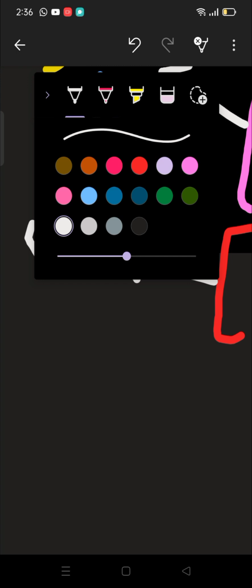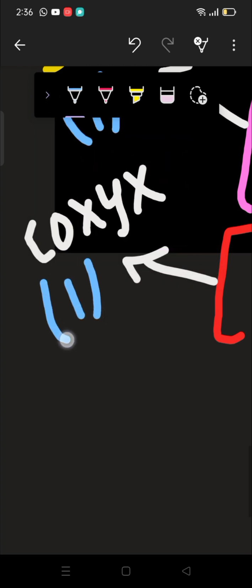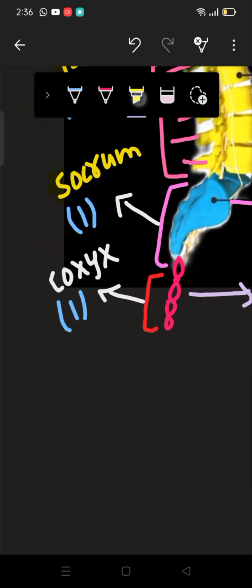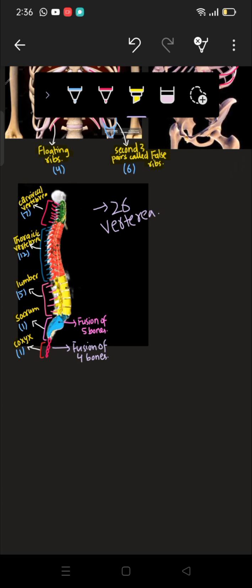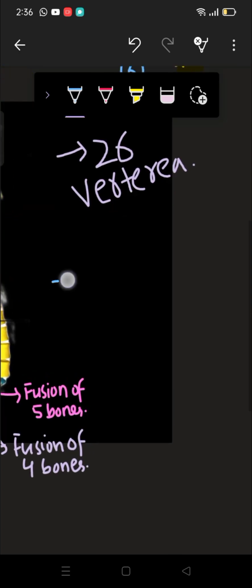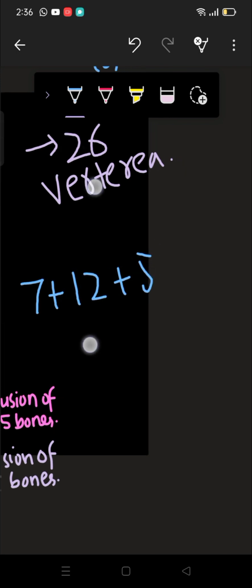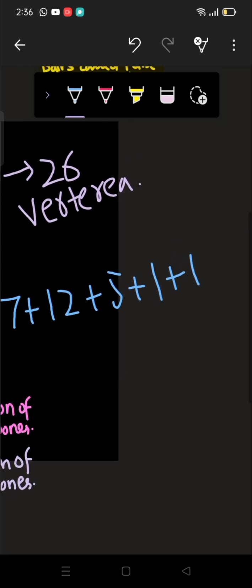Alright, and that is also 1 in number. Remember, this is the fusion of 4 bones, but we'll count this bone as only a single bone, as we counted the sacrum, only a single bone. So as you can see, let me count now. 7 are the cervical vertebrae, then 12 are the thoracic vertebrae, then 5 are the lumbar, then we have the sacrum, which is 1, and the coccyx, which is also 1. Alright, so the sacrum is basically the fusion of 5 bones, and this coccyx is the fusion of 4 bones.